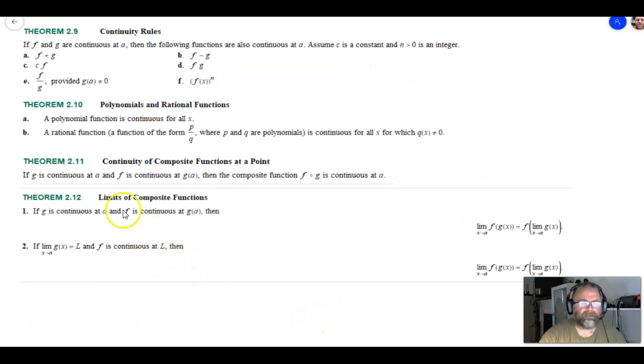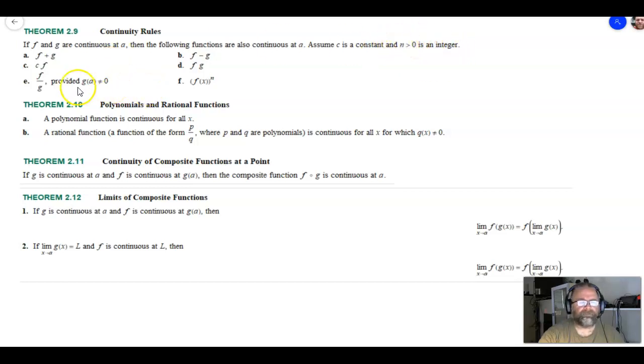Okay, so for the next few theorems here, 2.9 through 2.12, it's basically just giving some rules about continuity. This is something that you can read over, look at the examples in the book, make sure that you understand them. We'll talk about a couple of them, but the first one here just says if f and g are continuous at a, then the following functions are also continuous at a. Assume c is a constant and n is greater than 0, an integer.